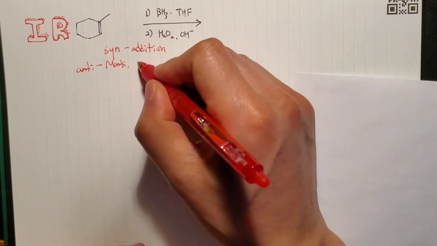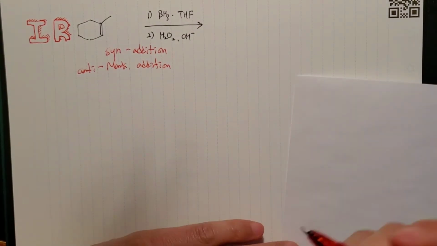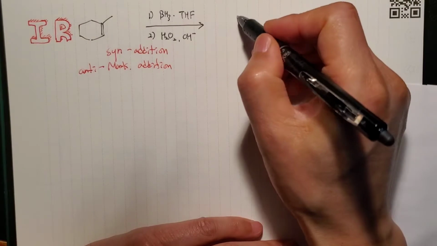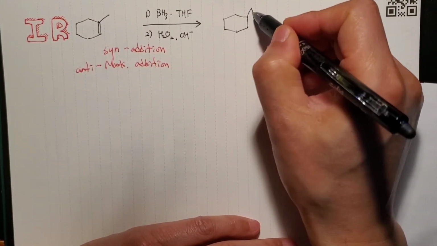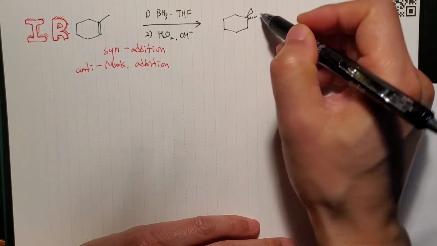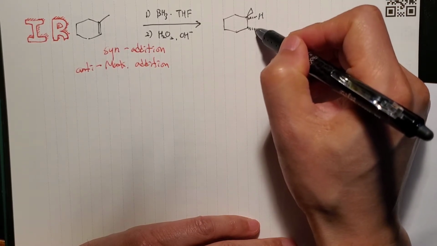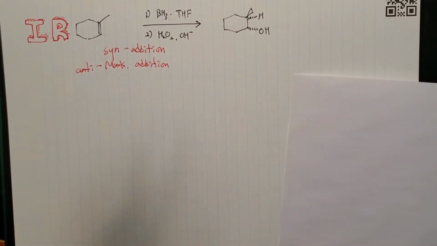anti-Markovnikov addition. So one of the isomers you get is this. And you get the hydrogen on the more substituted carbon, and you get the OH on the less substituted carbon. You get secondary alcohol as a product from alkene.